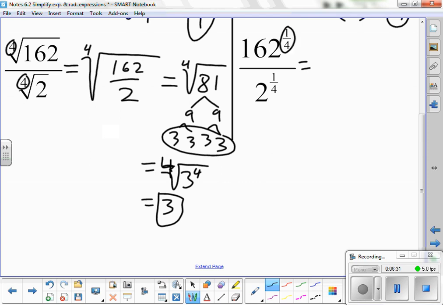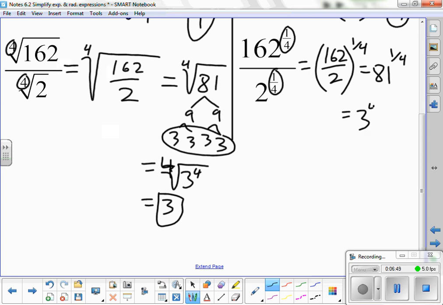Since we have the same power, I can take 162, divide it by 2, and put it to the same power. This will look like the power of quotients, actually, going kind of back to the properties. But this will be 81 to the 1/4. 81, once again, is 3 to the 4th power to the 1/4, which is 3. Okay, so we're going to be using that to do this next part.